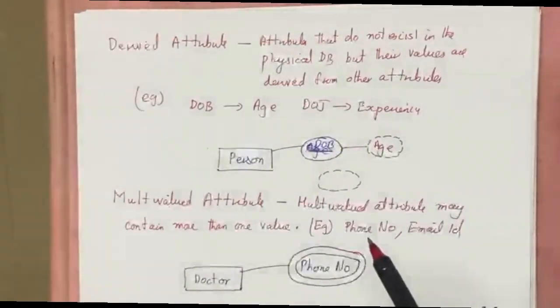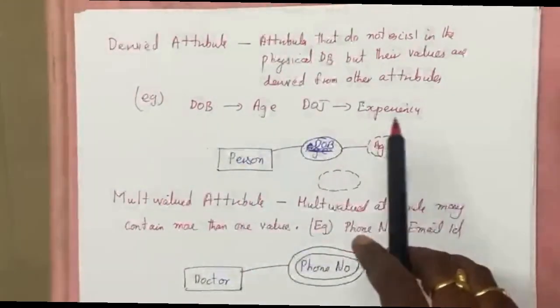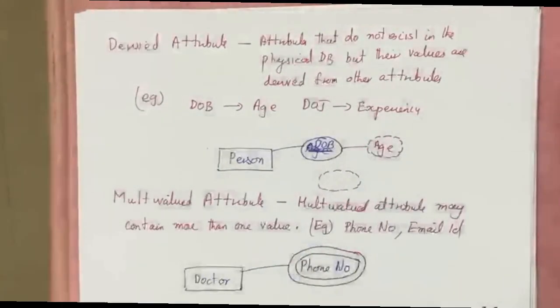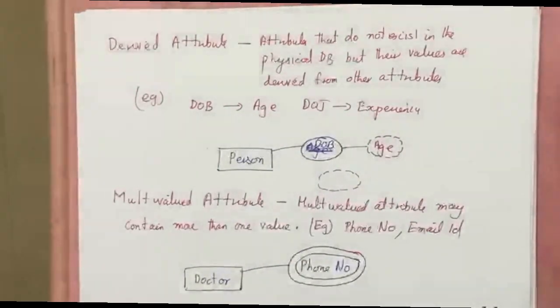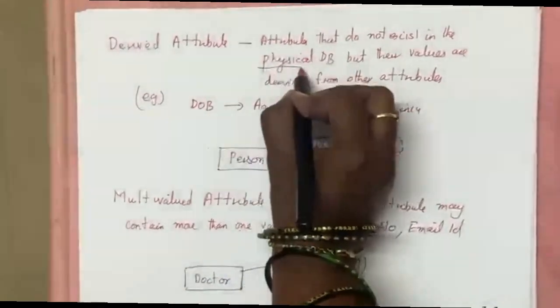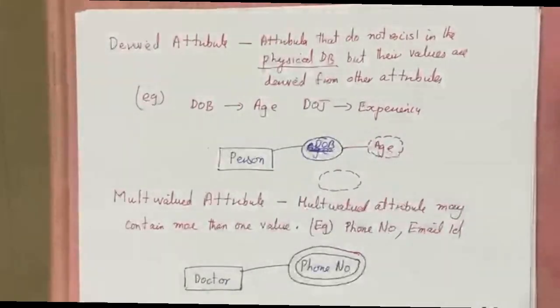The next one is the derived attribute. Derived attributes are attributes that technically don't exist in the physical database. You don't allocate a location in your table for them, that is, they are physically not present in your table. You don't allocate any space for that particular attribute.